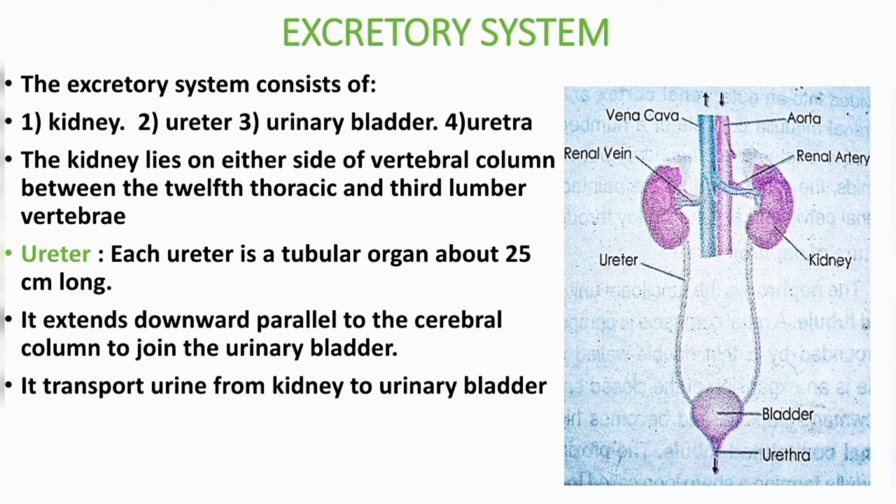Each ureter is a tubular organ, meaning that the ureter has a tube-like structure. As you can see in the picture, there are two ureters. Each of the two ureters has a tube-like structure, so they are tubular organs, and this tube is about 25 cm long.